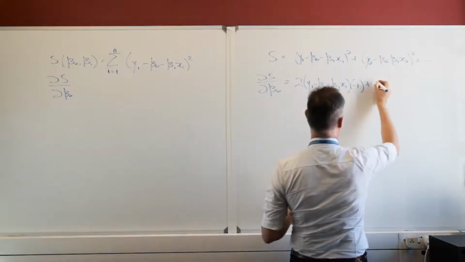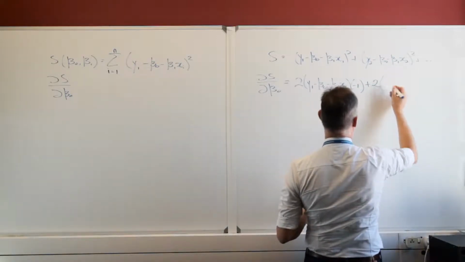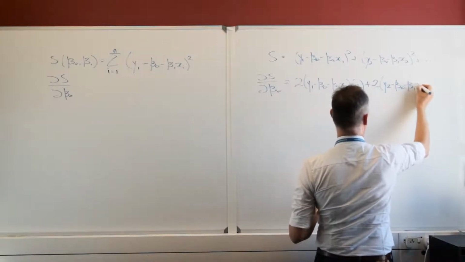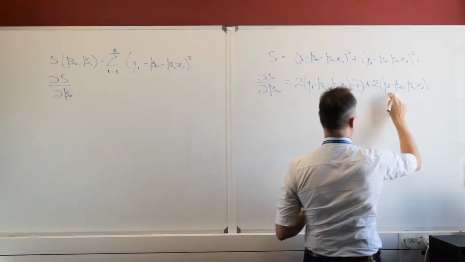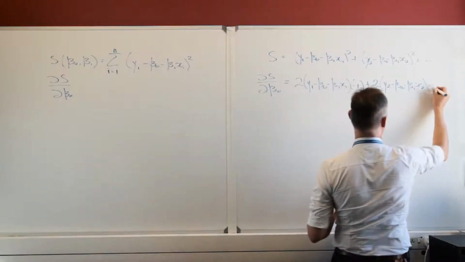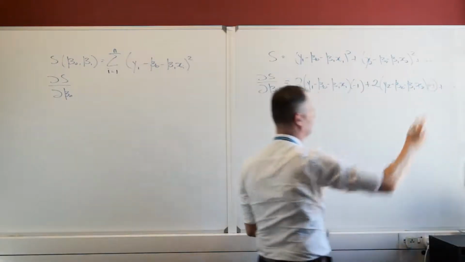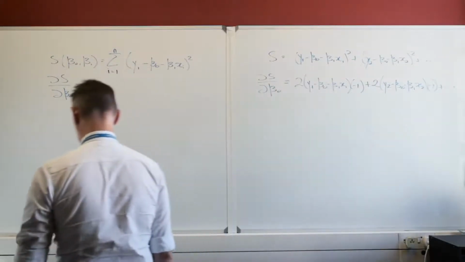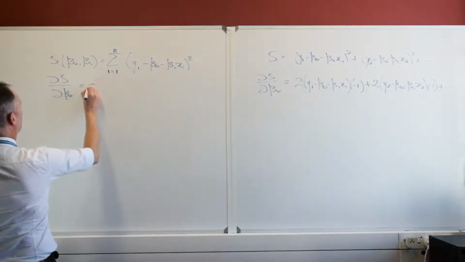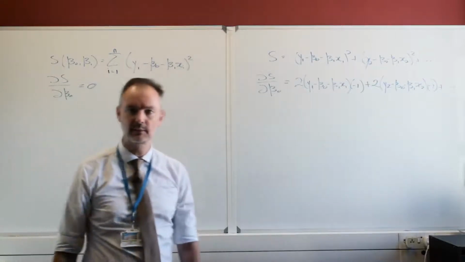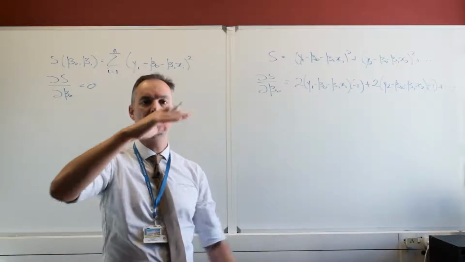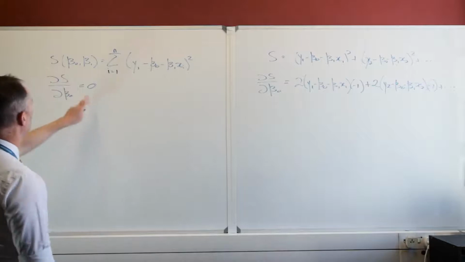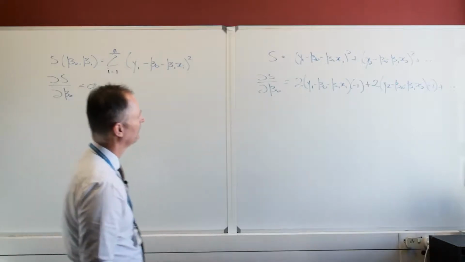Plus, let's do this one. Again, I'm going to bring a 2 in front. It's going to be y sub 2 minus beta sub 0 minus beta sub 1 x2. And I've just got to do that derivative, which is negative 1 again, plus, and we carry on. And what we want to do is set this equal to 0. Remember, when we wanted to get a minimum or a maximum, we take the derivative. Wherever our derivative, our slope, is 0, that is where we get a minimum or maximum. So we're just going to set that equal to 0.